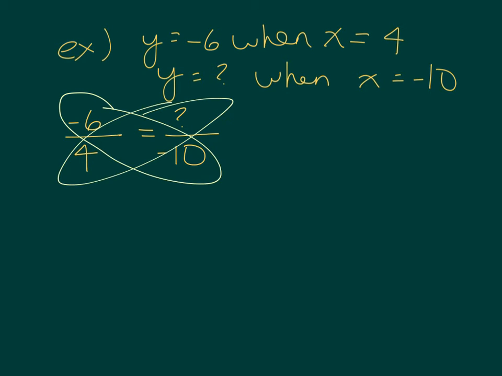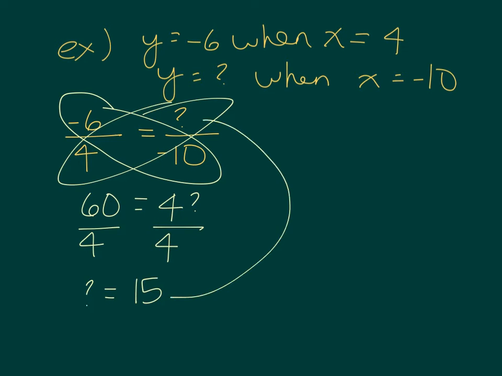So then we have -60 times -10, which is 60, equals 4, question mark. We don't know what that question mark is, so we're going to go ahead and divide both sides by 4. And we get question mark equals 15. So that 15 goes up there.